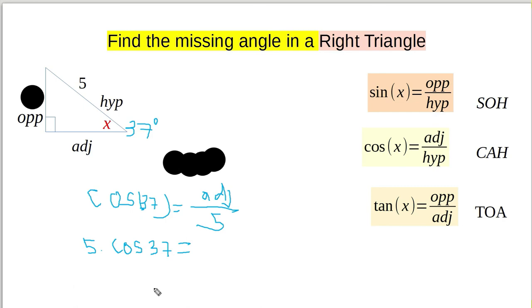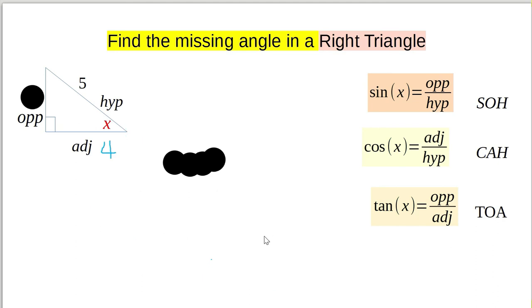The same way, you reach out for your scientific calculator, you type in 5 times, and then you have cos 37. I used my calculator and I had something like 3.99. It was approximately 3.99, and so I would say it's approximately 4. So the length of the adjacent side is 4.